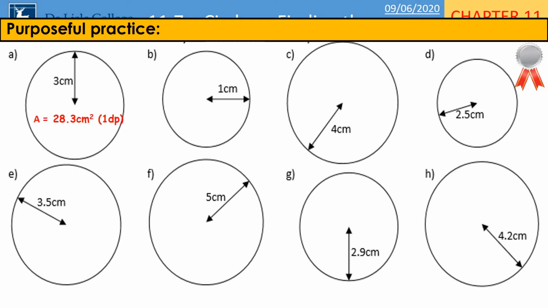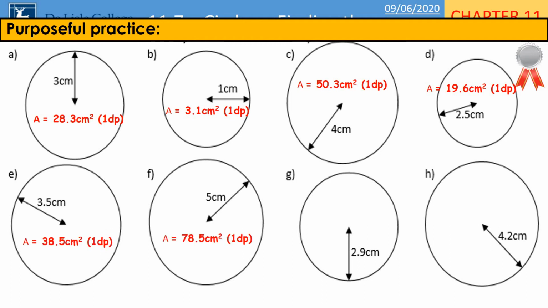Okay, so here are the answers I got when I've worked through them. 28.3 centimetres squared. There's B. A stands for area, letter A. 50.3 centimetres squared. 19.6 centimetres squared. 38.5 centimetres squared. 78.5 centimetres squared. 26.4 centimetres squared. And then finally 55.4 centimetres squared. Pause the video while you make sure you mark those accurately, please.